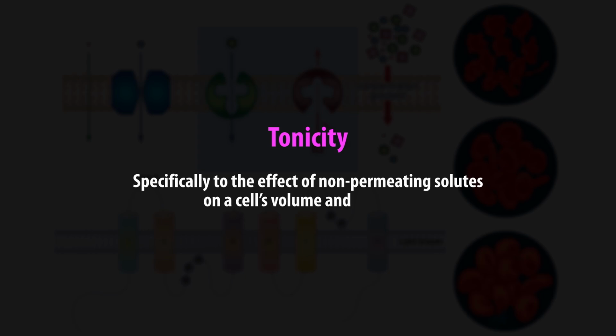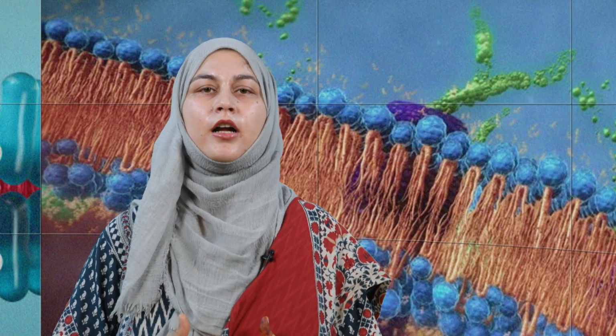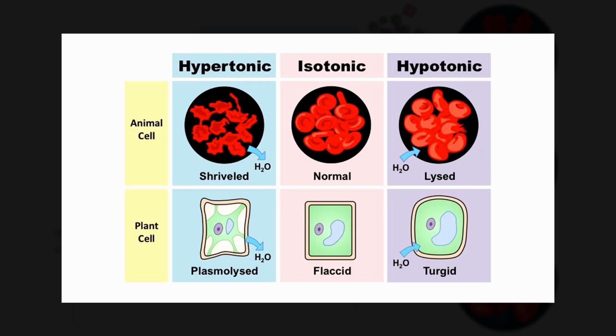Next is the tonicity. It refers specifically to the effect of non-permeating solutes on cell volume and pressure. A functional measure describing cellular response such as swelling, shrinking or no change depending on whether a solution is hypotonic, hypertonic or isotonic. It directly determines water flow and thus cell fate. Hypotonic causes swelling, hypertonic causes shrinking, and isotonic maintains normal shape.